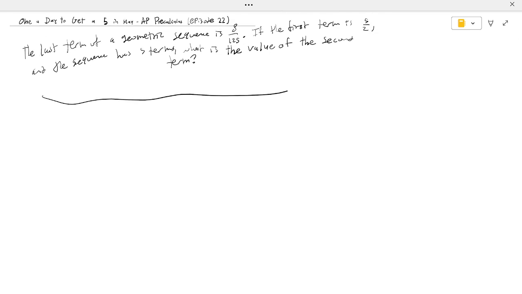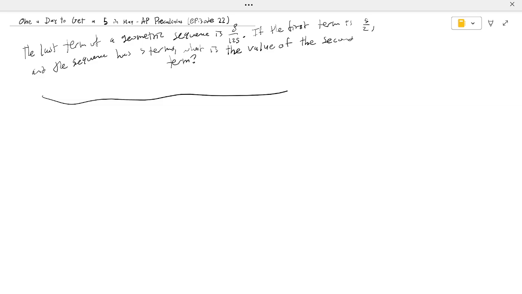This is episode 22, and today I'm doing another problem out of the Barron's AP Precalculus Review Guidebook, but I didn't feel like putting the image in, so I just wrote it out. The last term of a geometric sequence is 8/125. If the first term is 5/2 and the sequence has 5 terms, what is the value of the second term? I'm going to give you a second to pause the video and try the problem, and then I will go ahead and do it.